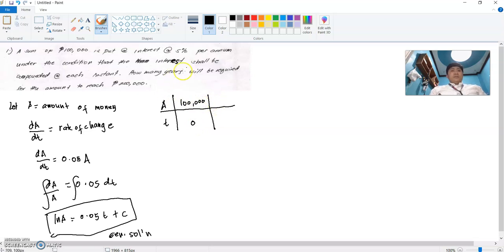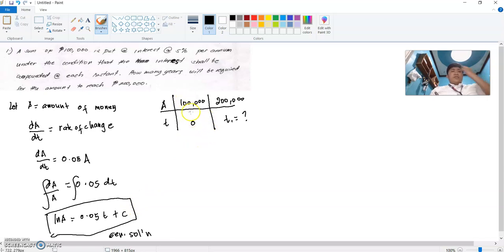So after that, per annum under the condition that interest shall be compounded at each instance. The question now is how many years will be required for the amount to reach 200,000? So we have here 200,000, and the unknown is t sub 1, or any variable you have. The question is how much time it needs in order for us to achieve 200,000. Now, if you have this table, you can just simply substitute it into your general solution.